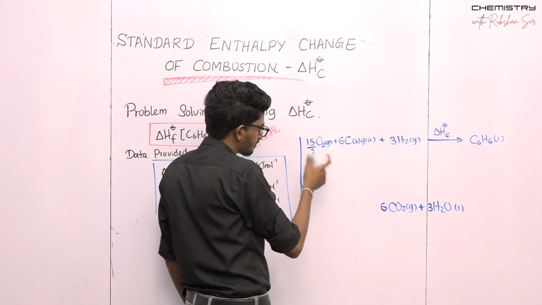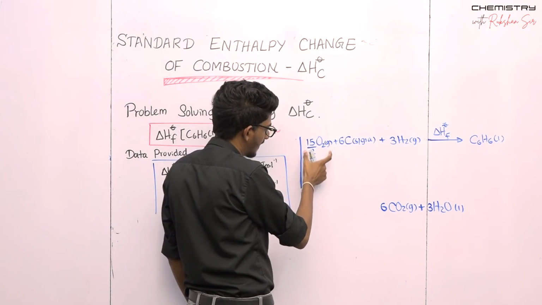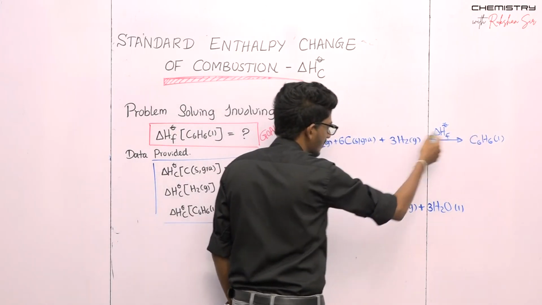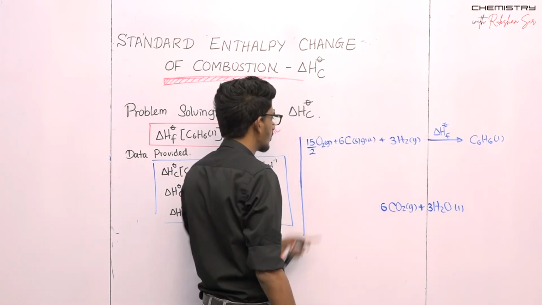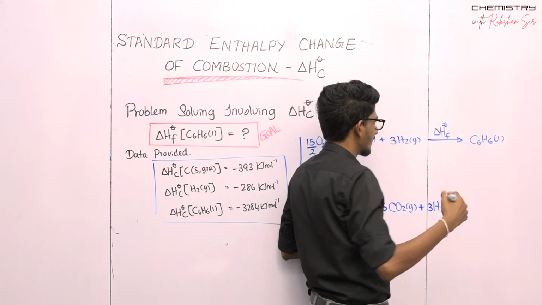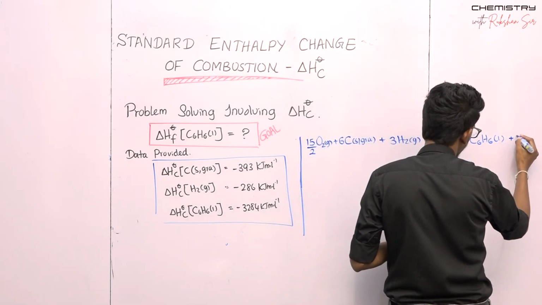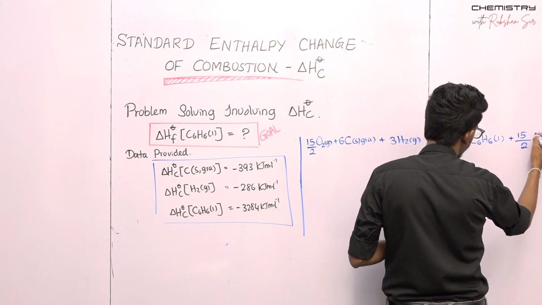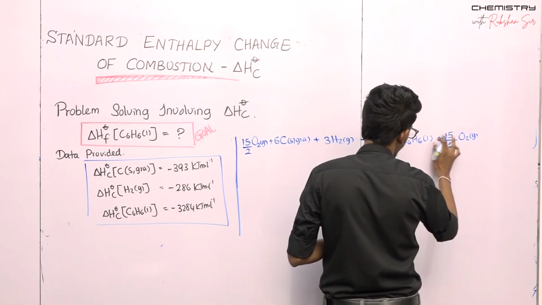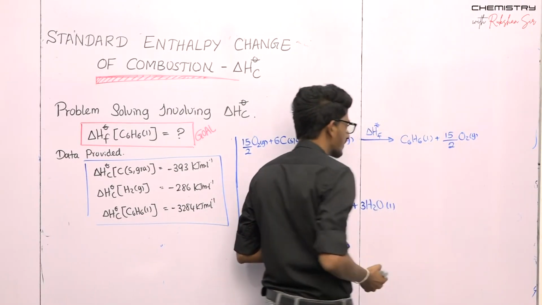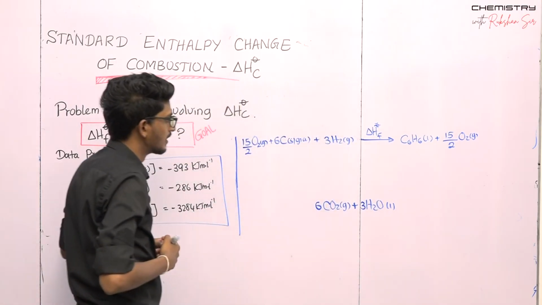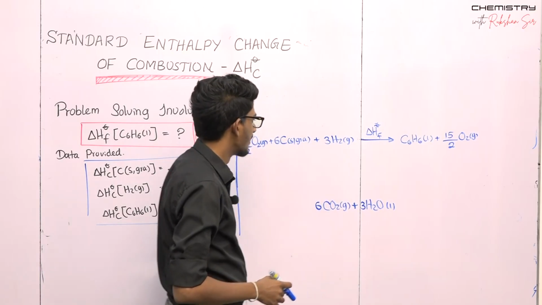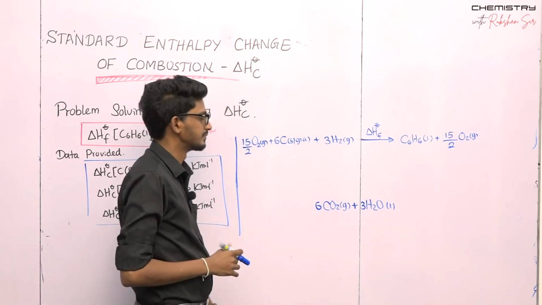So as you have added 15 over 2 O2 gas to this equation, which is already balanced, you have to do the same thing to the other side as well. If not, the balance is disturbed, so we can apply it like this. Clear? So now the 3 states are balanced mass-wise as well.